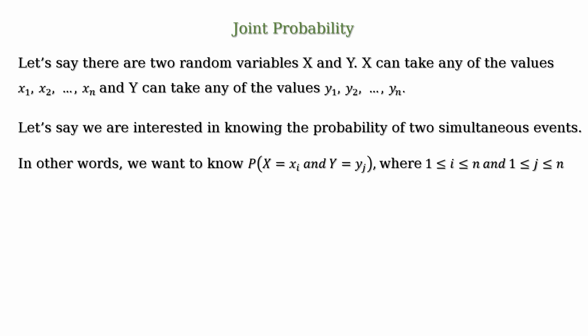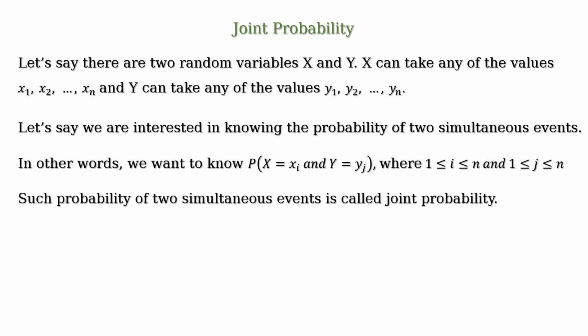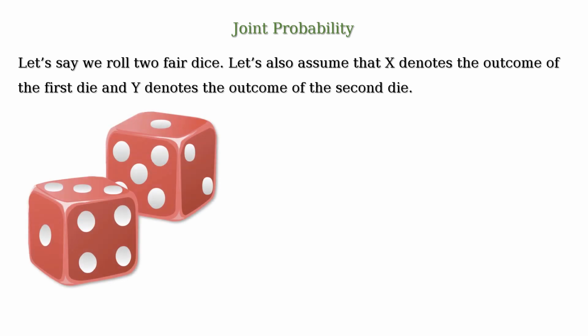In other words, we want to know the probability X is equal to xi and Y is equal to yj, where both i and j can take values from 1 to n. Such probability of two simultaneous events is called joint probability. Let's look at an example. Let's say we roll two fair dice.